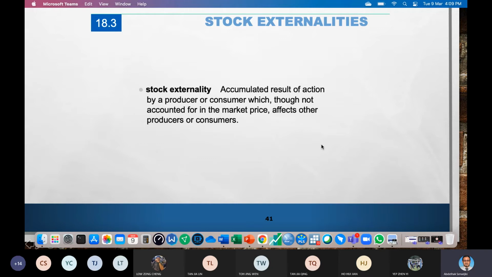Now we are going to talk about stock externality. It means an accumulated result of an action by a producer or consumer which, though not accounted for in the market price, affects other producers or consumers. For example, global warming. Actually, global warming is a byproduct of the stock externality.